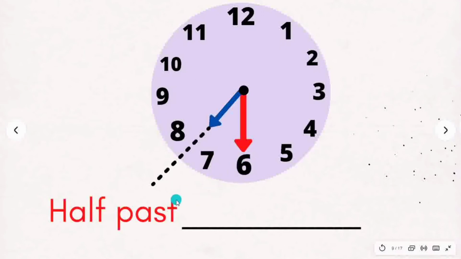Which number is the long hand showing? Number 6. Okay, when the long hand is showing number 6, you have to use half past.